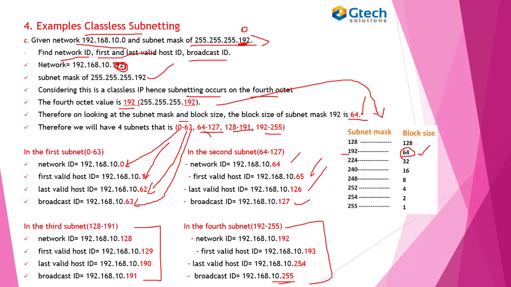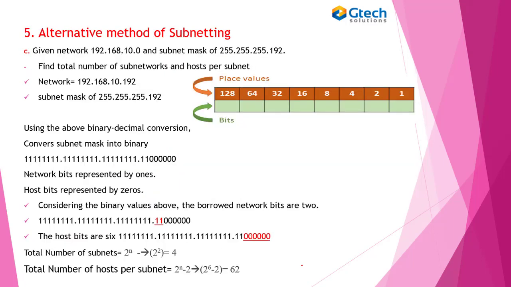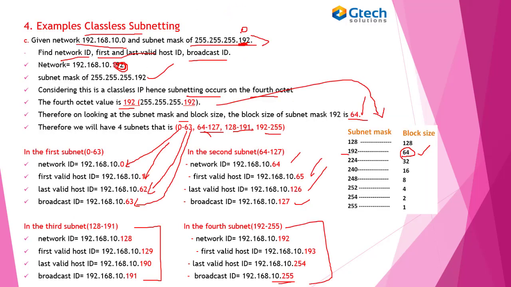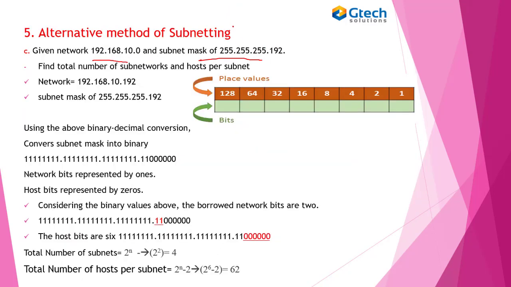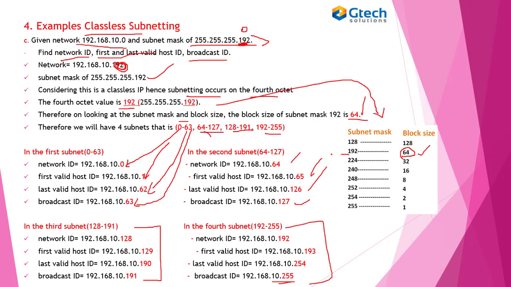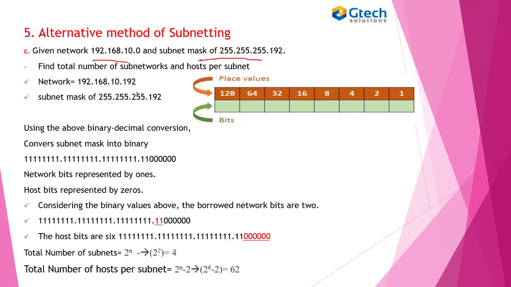Okay, alright, let's see the last example. The alternative method of solving subnetting problems. Here we are going to use an alternative method. So if you find that this method is a little bit boring, you can take this method, and at the end of this problem we shall have achieved the same result. Okay, alright, so we have been told to find the total number of subnets or subnetworks and the hosts per subnet.